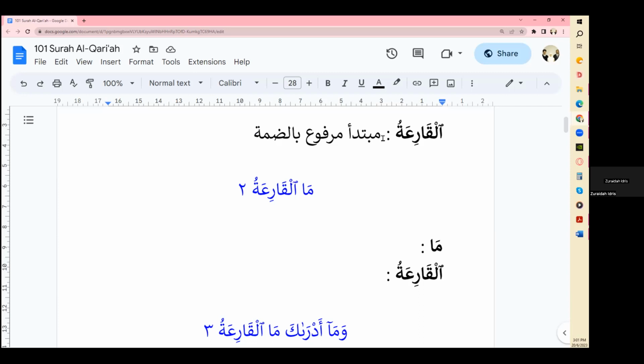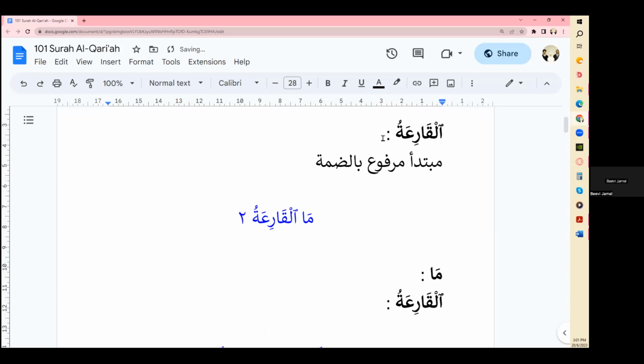So Al-Qari'ah 2 then would become your fa'il. Yeah, fa'il. That's right. Okay, so then I will put here 1. I don't know why my Arabic number doesn't appear on the Google document.